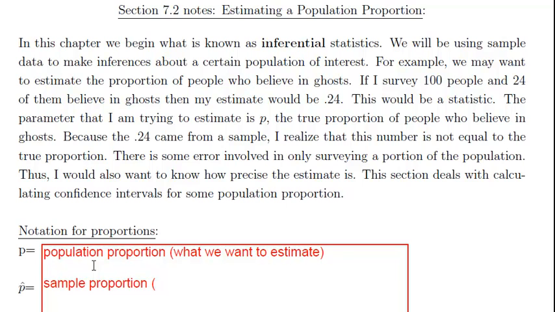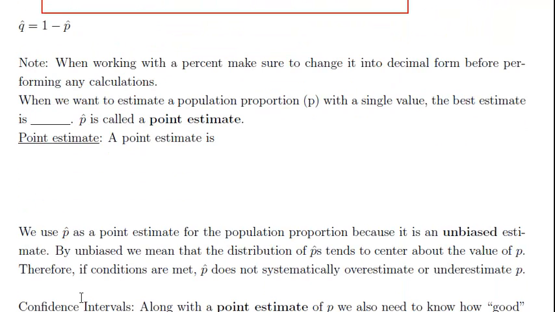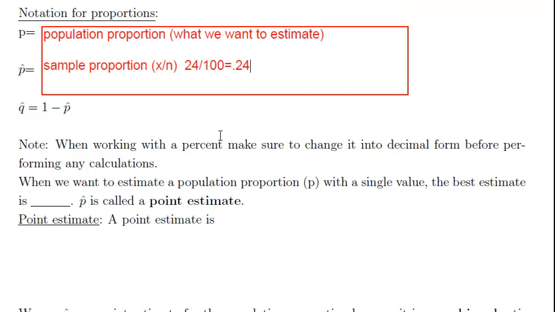And you estimate that by taking the count that follow a certain characteristic. So above it would be 24 people believe in ghosts. We call that X. And then we divide by N, which is our sample size. So in the above example, it would be 24 divided by 100. That's how we calculated P hat from the sample, 0.24. Okay, and then Q hat is always 1 minus P hat. So if we know P hat, then Q hat's just 1 minus that. So Q hat in this example would be 1 minus 0.24, which would be 0.76.